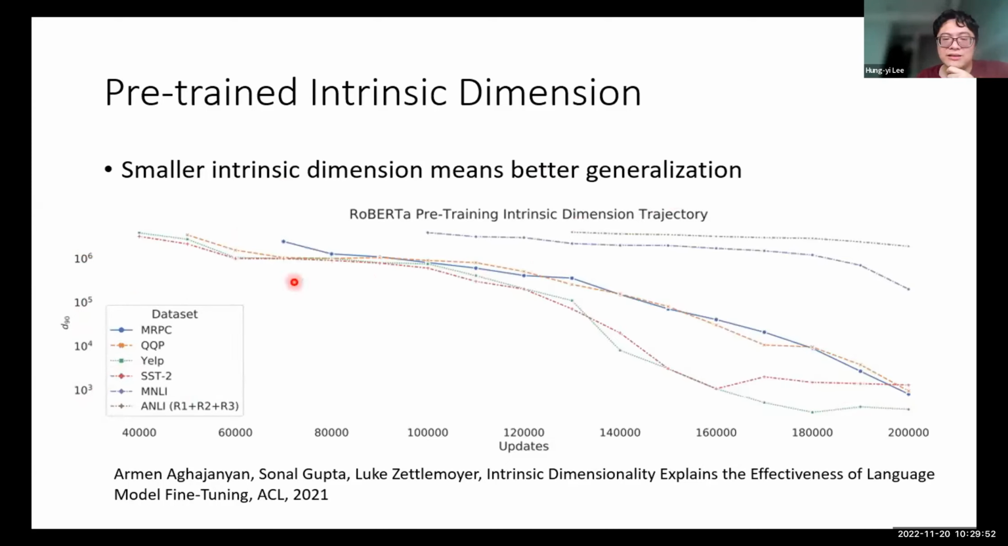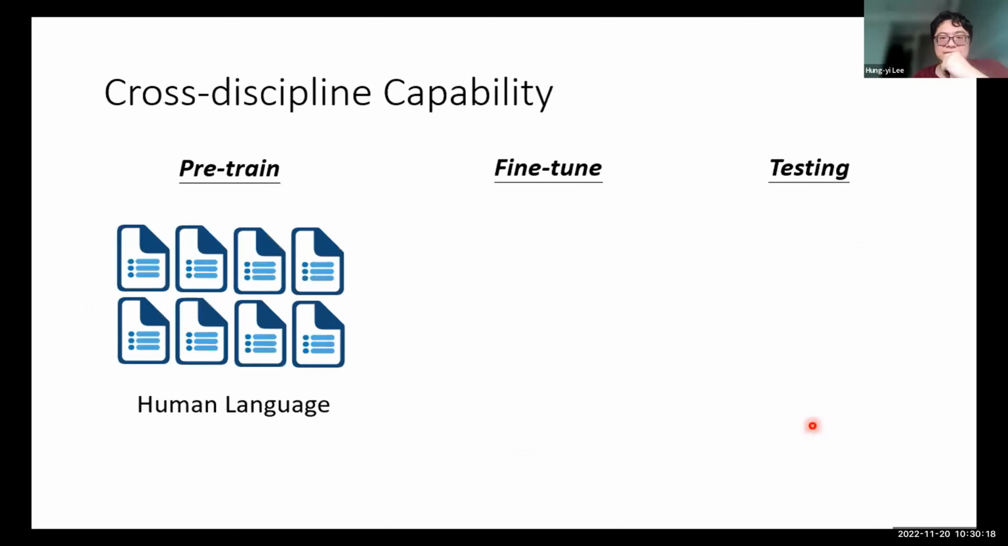You can find that if you analyze the pre-trained model on different downstream tasks, here are several NLP downstream tasks, with more and more pre-training, the intrinsic dimension becomes smaller. That means the model has better generalization capability if you pre-train it more on the training data. So this is some theoretical analysis.